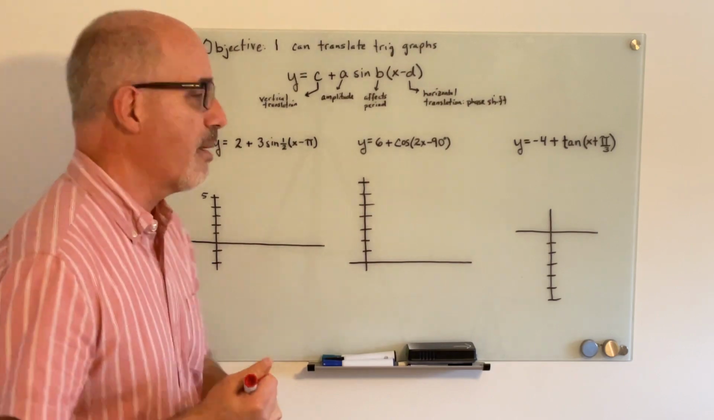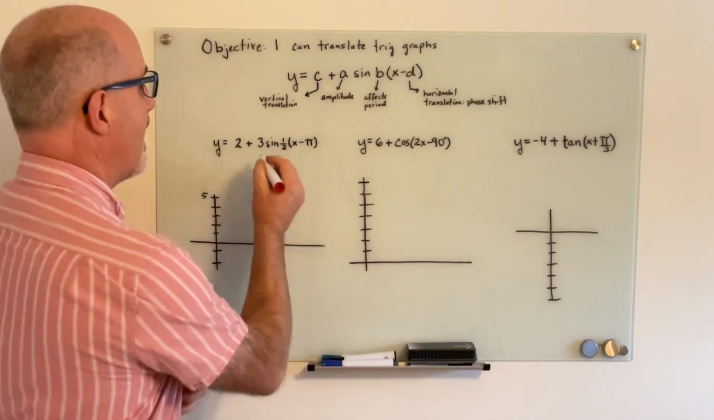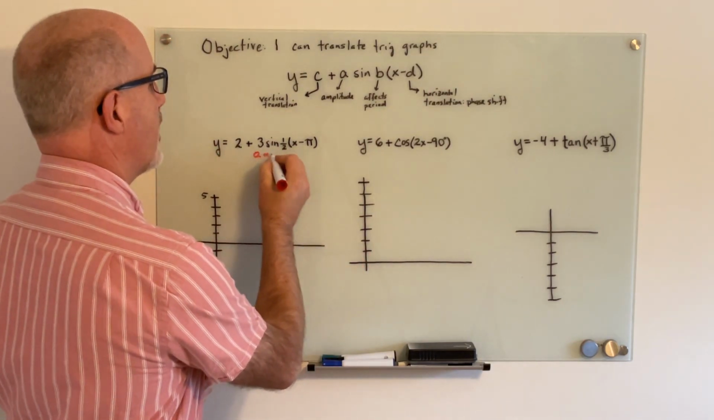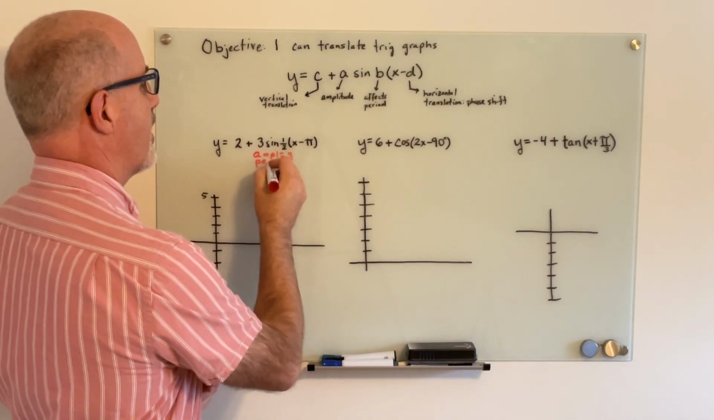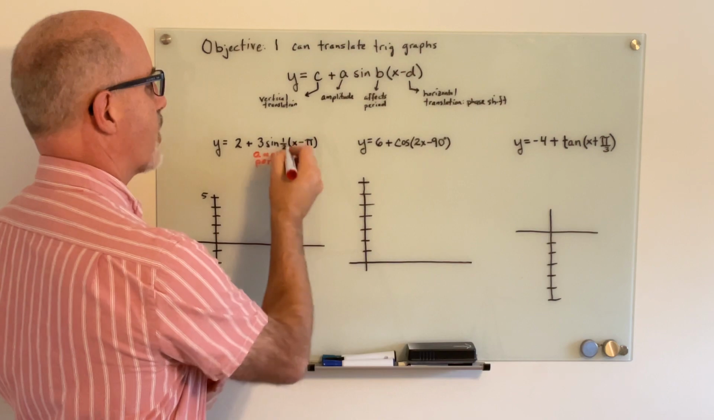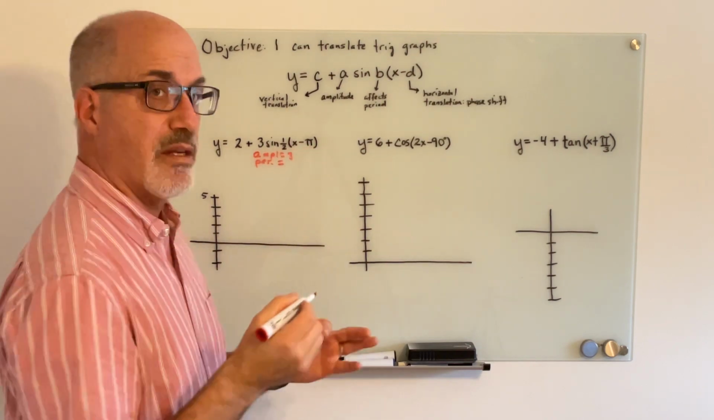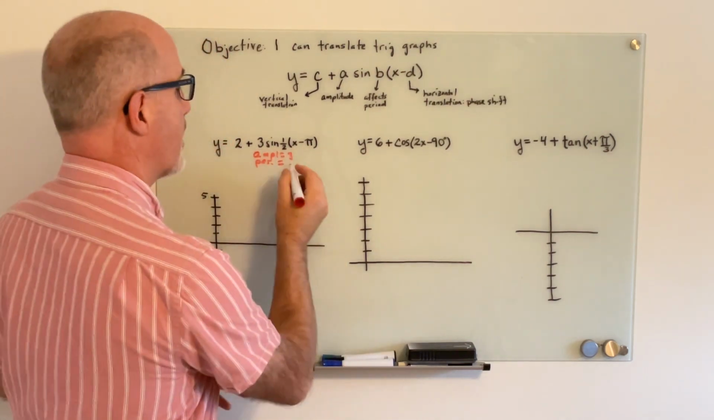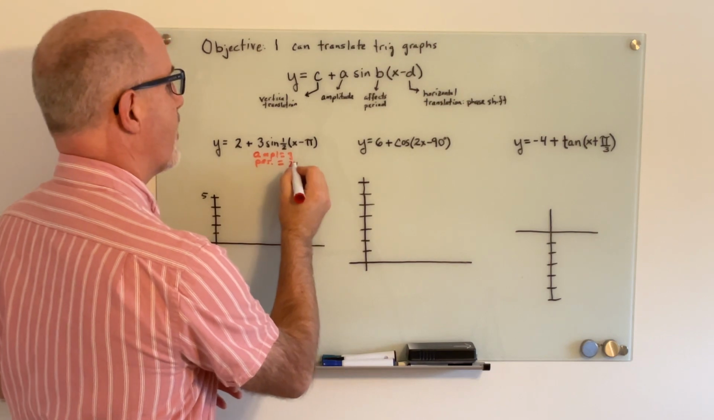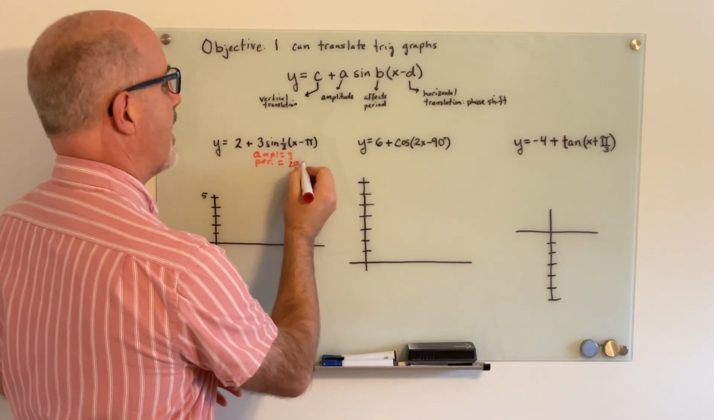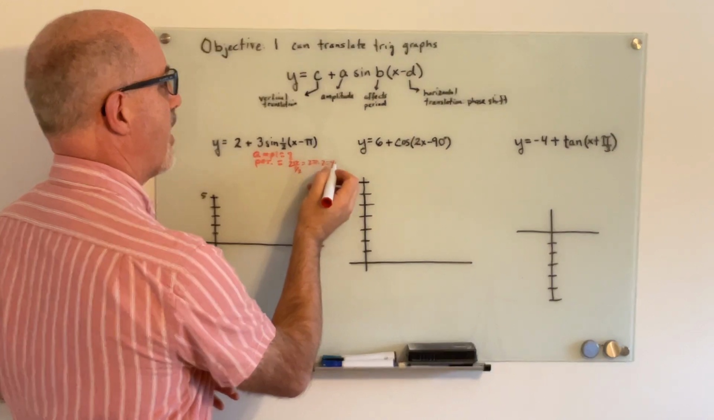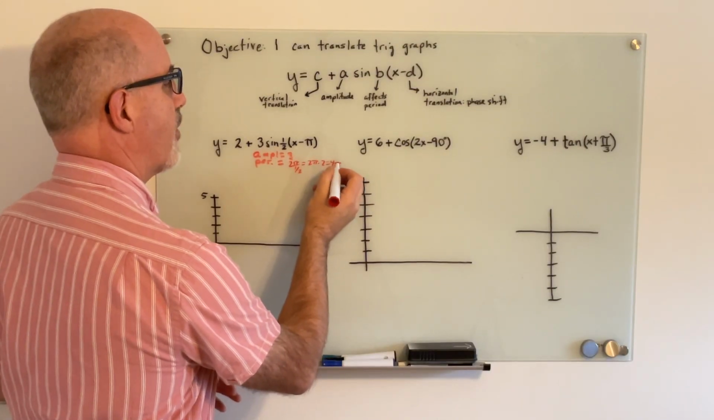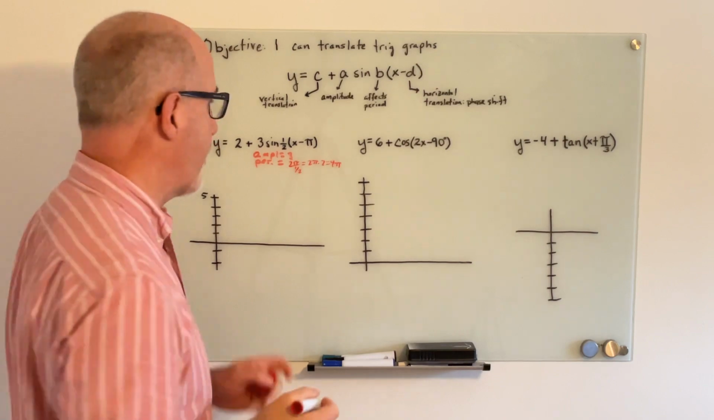Looking at a problem like this, we still have an amplitude on this one equal to 3. We have a period. I'm going to do this in radians, so I'm going to take 2 pi divided by a half, and that's 2 pi times 2, which is 4 pi. That is now my period for this trig graph.